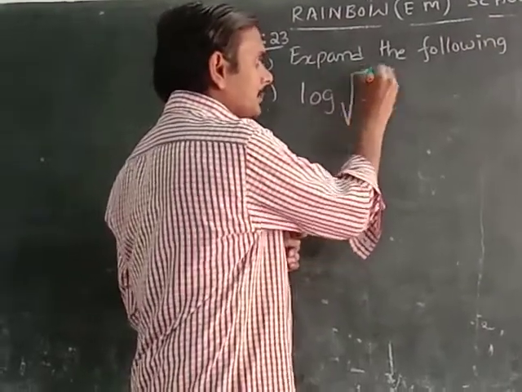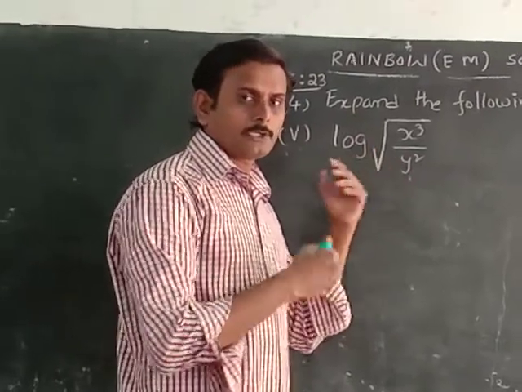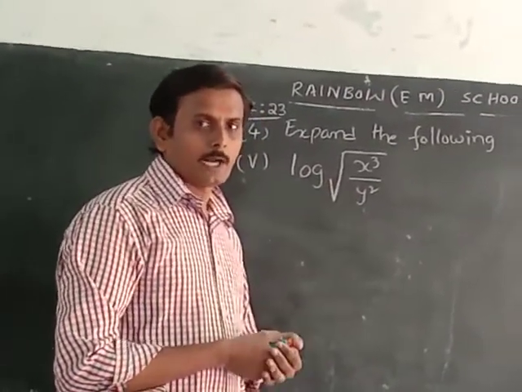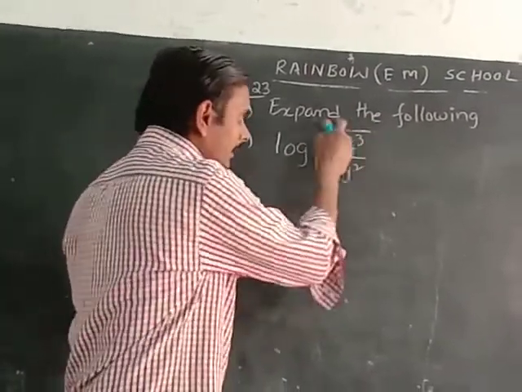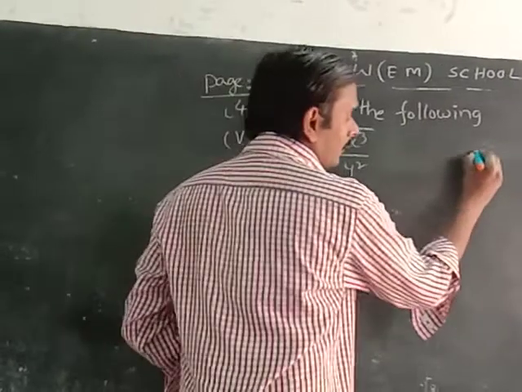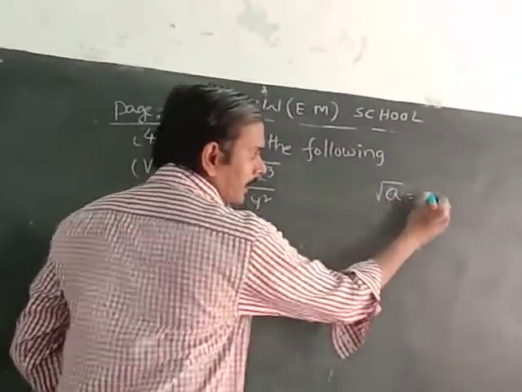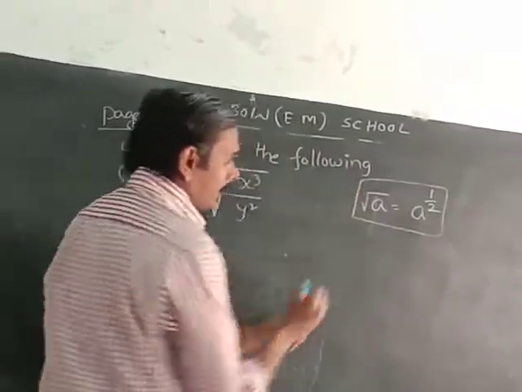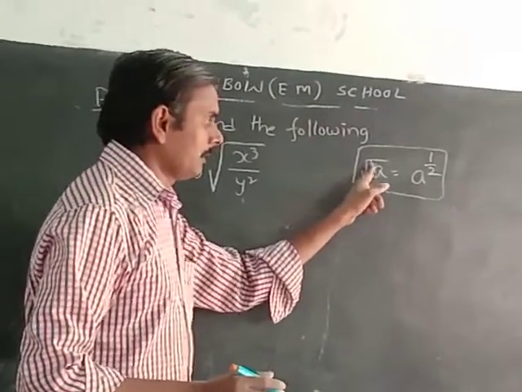In 9th class we discussed roots. Whenever a number is there, that decides the order. No number in the order means it is taken as 2, order 2. This we can write in exponential form. Whenever root a is there, we can write a power 1 by 2. Whenever a square root is there, we write a power 1 by 2.